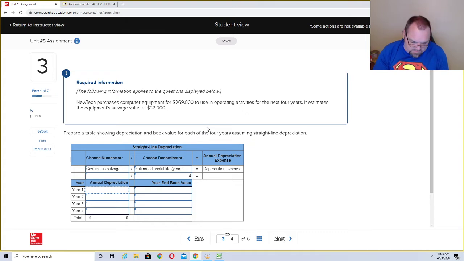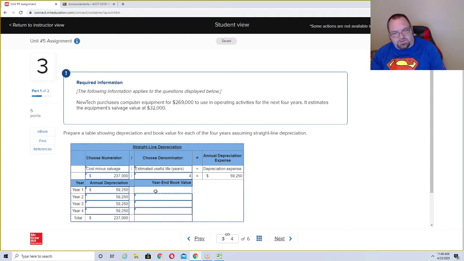All right, our cost is $269,000. We're going to subtract from that 32,000. So my 237,000 is my numerator. All right, so that's cost minus salvage, which is the 269 minus the 32. Okay, and so this number here is going to be the same every year.